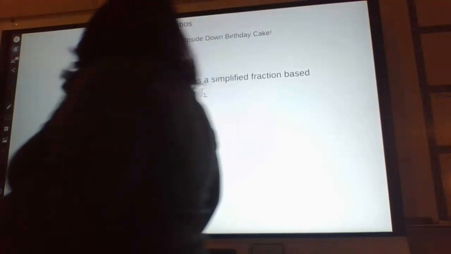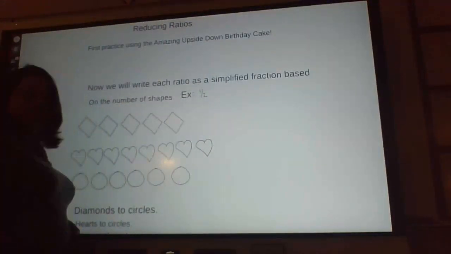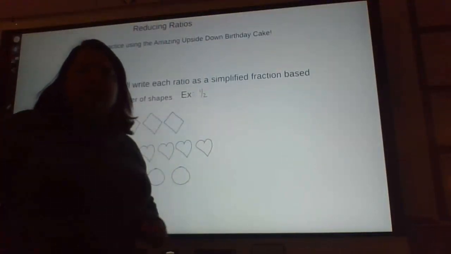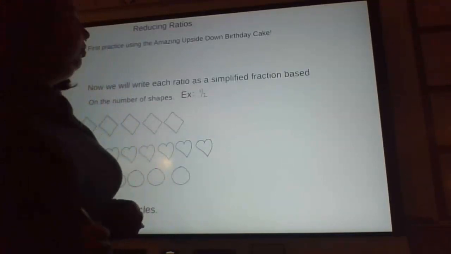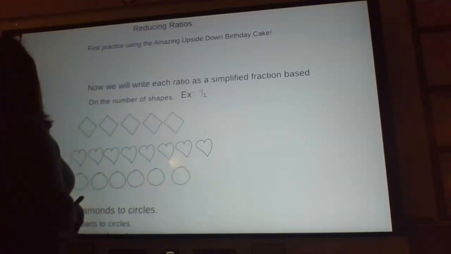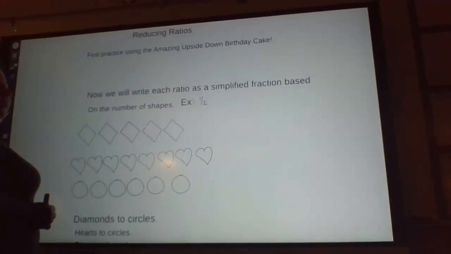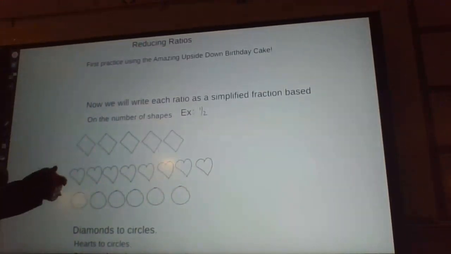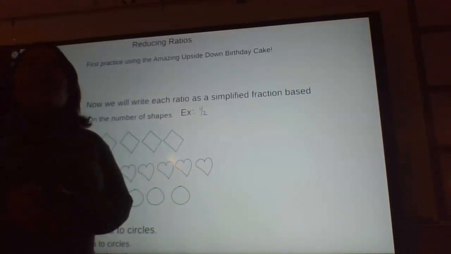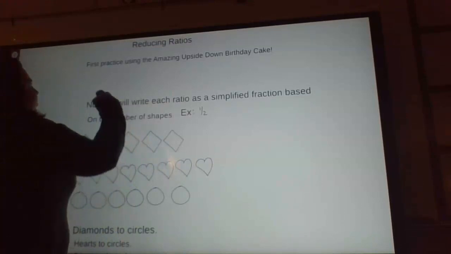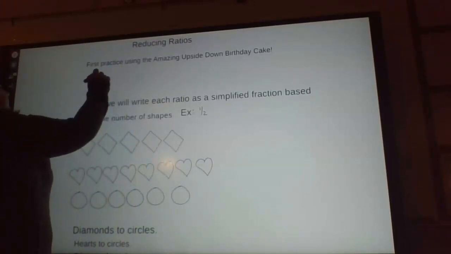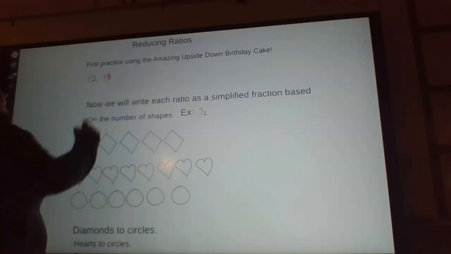All right, so we are going to first review that amazing upside down birthday cake that we did at the very beginning of the school year. Remember, this is a way that we can find greatest common factor, least common multiple, and it is also a great way to reduce our fractions. So let's say that we have a ratio of 12 to 18.